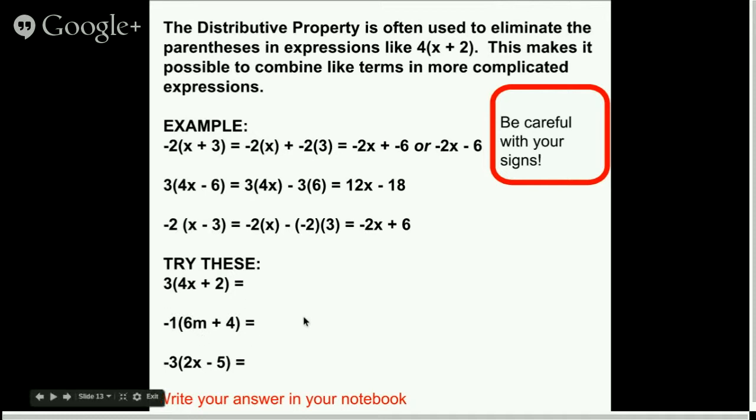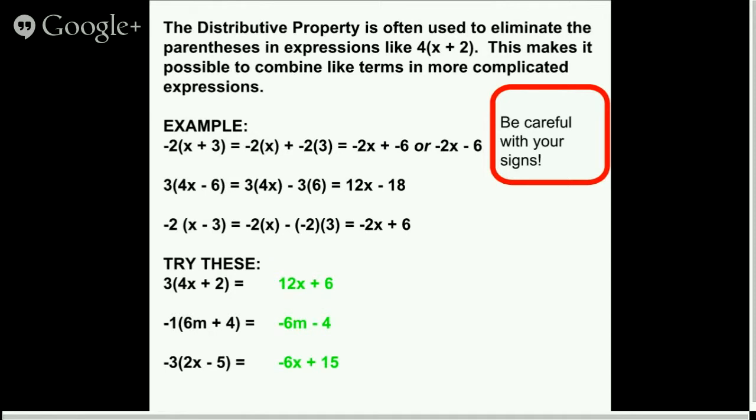Try these ones on your own. Go ahead and pause it. All right. These are the correct answers. Check your work.